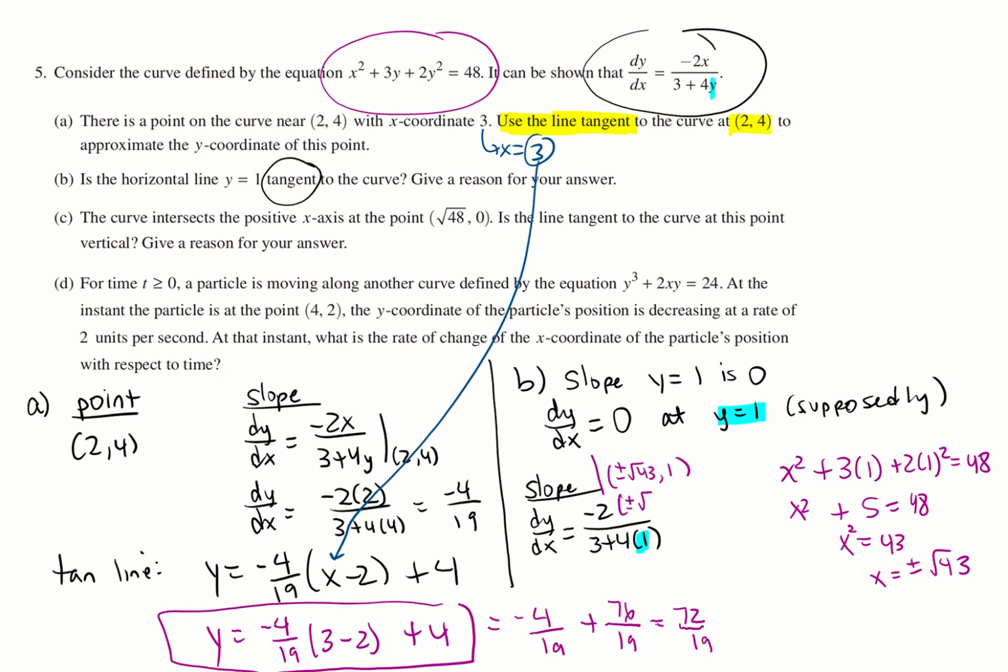Either way, am I going to get a 0 for the slope? That is not a 0. I didn't bother to compute what it is, but it's very clearly not a 0. So no, there is not a tangent at y equals 1, it is not a tangent line for this curve.